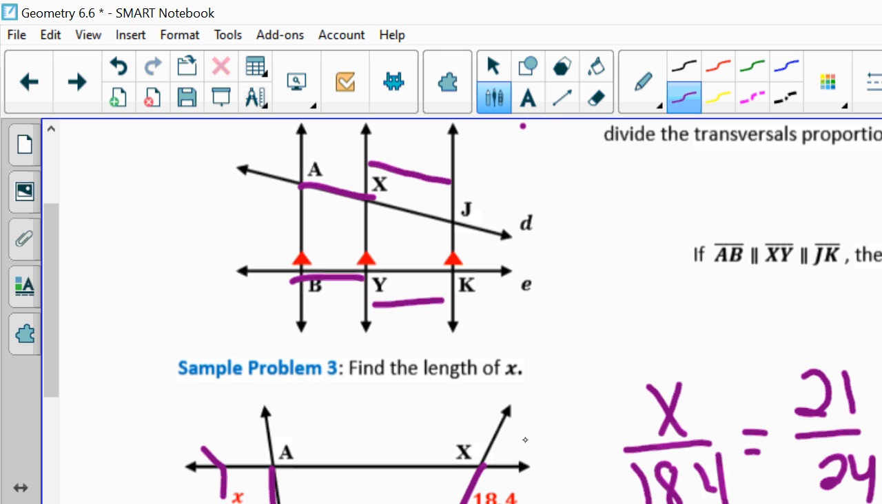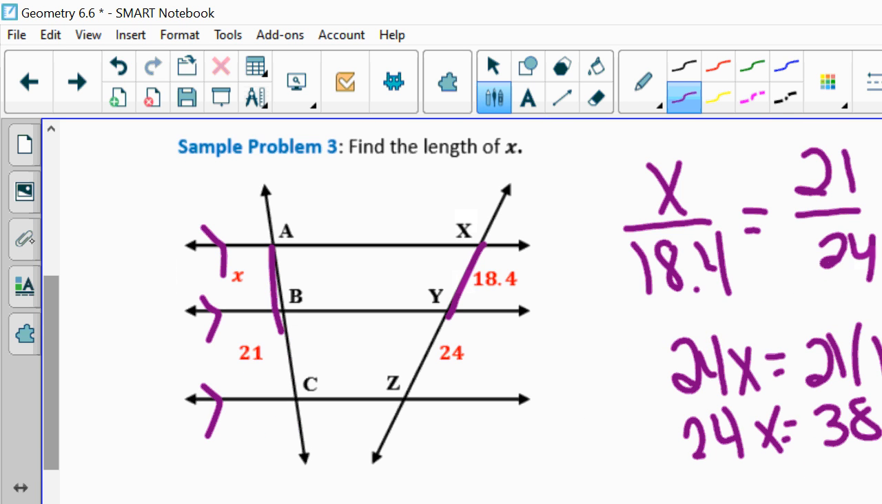24X equals 386.4. Divide by 24, X equals 16.1. I'm going to ask myself, does that make sense? This number was bigger than this number, so that means that this number would have to be smaller. 16.1 is in fact smaller than 18.4.